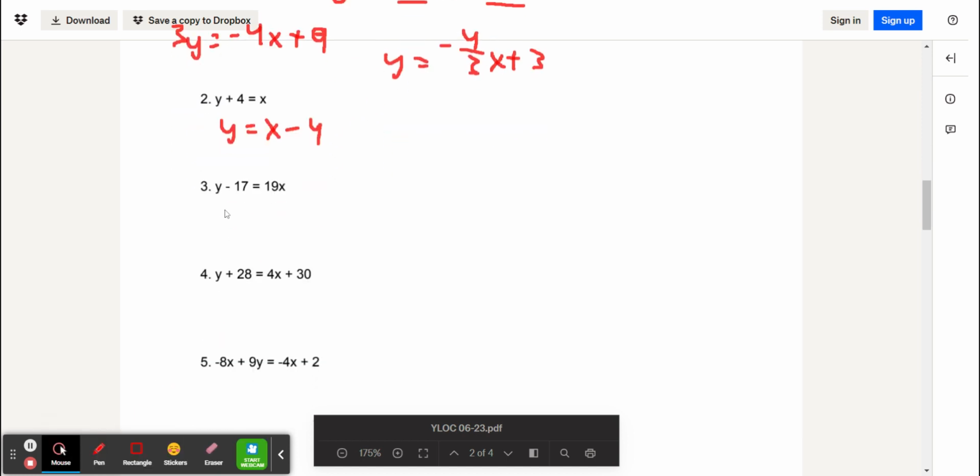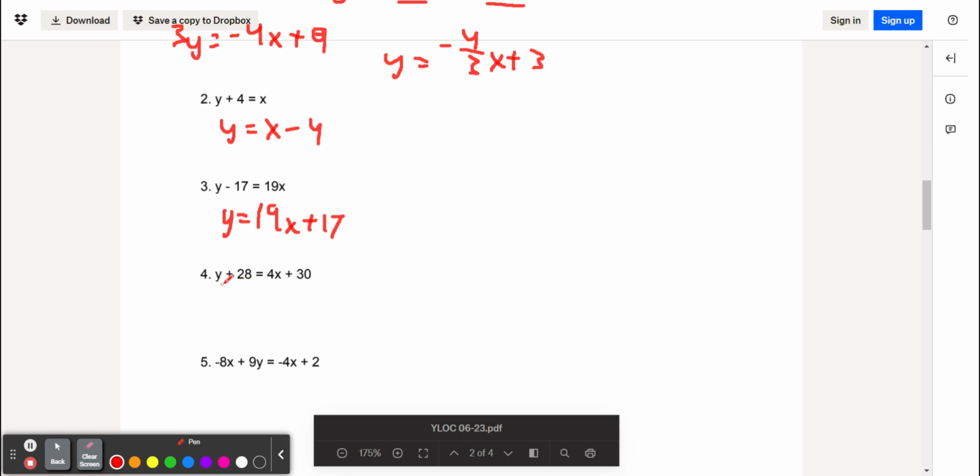In the next problem, y minus 17 equals 19x. So this problem is just like the last problem. All we have to do is get the y by itself by adding 17 to both sides. So we get y equals 19x plus 17.